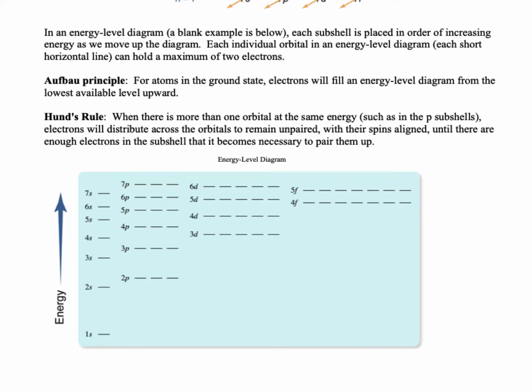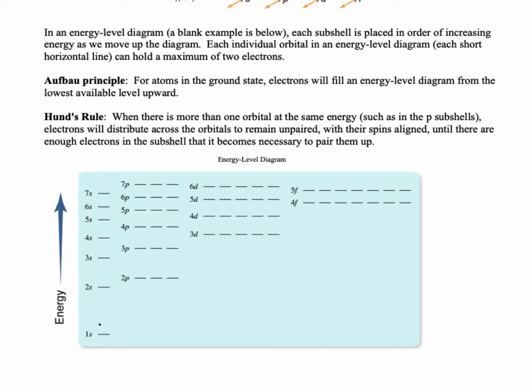So let's take a look at how the energy level diagram works. Here's an example of it. The height of each of these blanks represents the energy level that they're at. We can see that the 2p subshell has just a little bit more energy than the 2s subshell because the height from the bottom represents how much energy is in that subshell. So that is the Aufbau principle. For atoms in the ground state, electrons will fill energy level diagrams from the lowest available level upward.